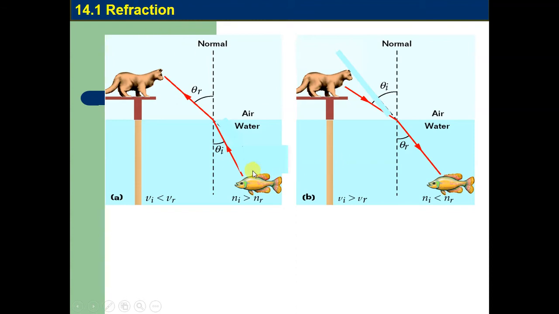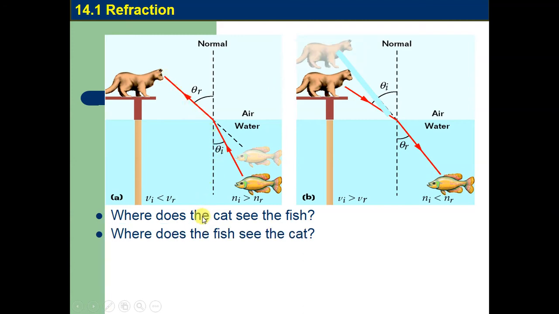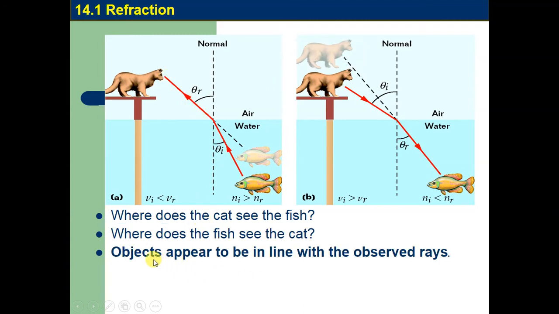Okay, so last time we talked about this paragraph. Objects appear in different positions due to refraction. We said that the cat sees the fish closer than it really is because it receives this refracted ray. And always, girls, to put in your mind this rule: objects appear to be in line with the observed rays.